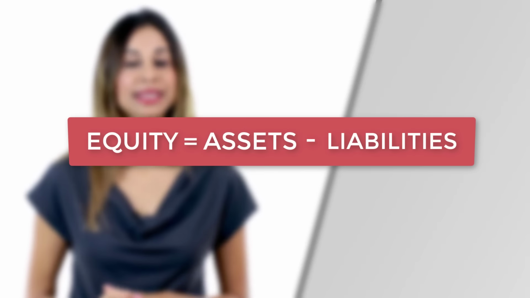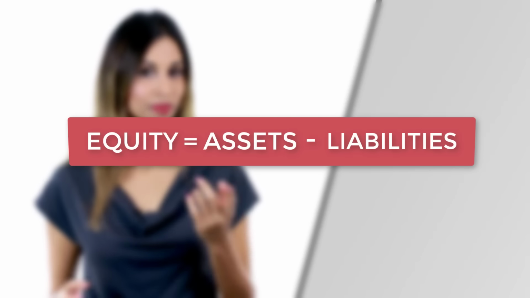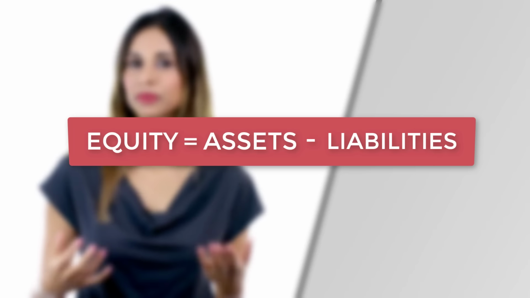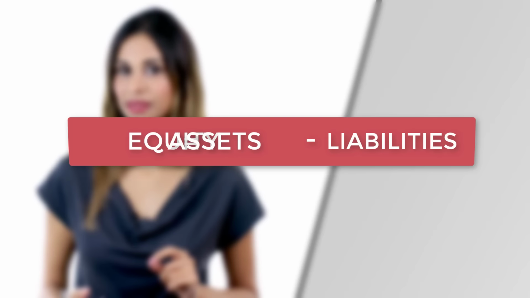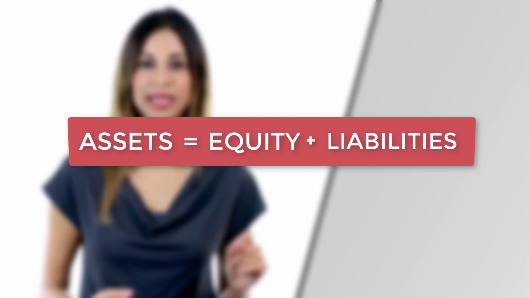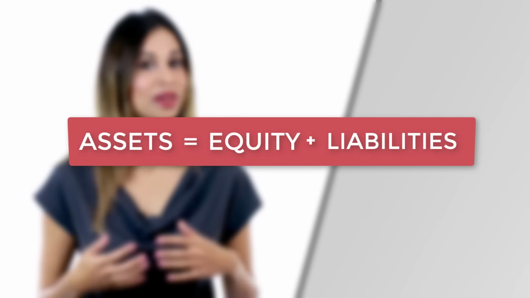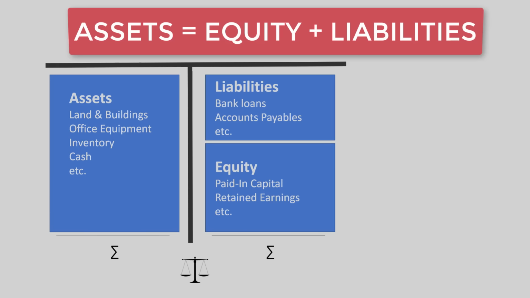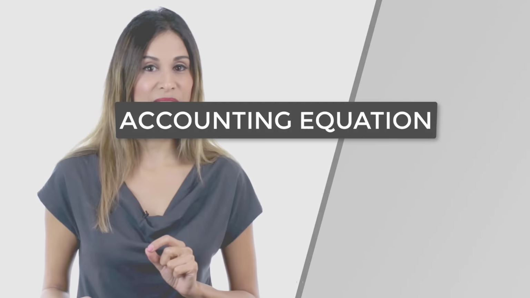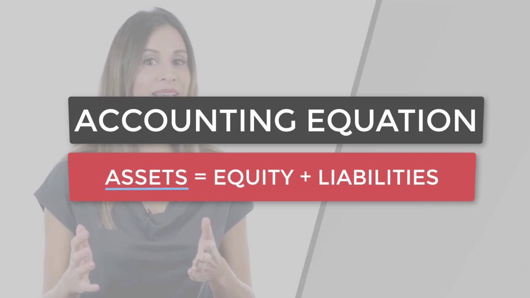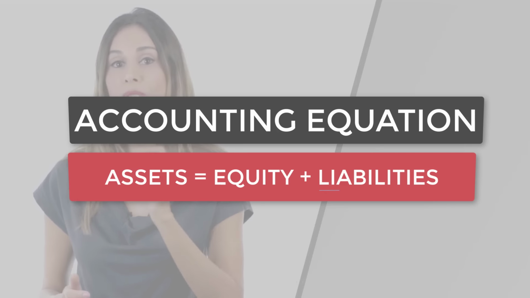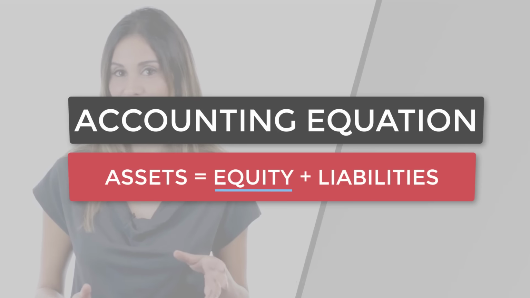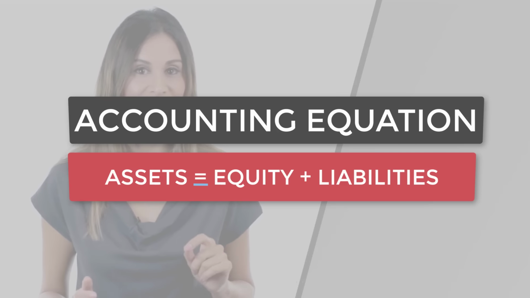We already said that assets minus liabilities equals equity. If we rearrange this, we get assets equal liabilities plus equity. Both sides are always in balance, hence the name balance sheet. And that is the foundation for any accounting system. The accounting equation: the total amount of assets equals total liabilities plus equity. Both sides are in balance.